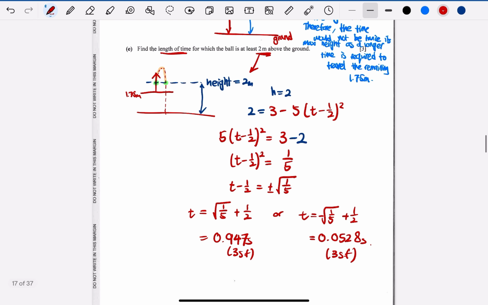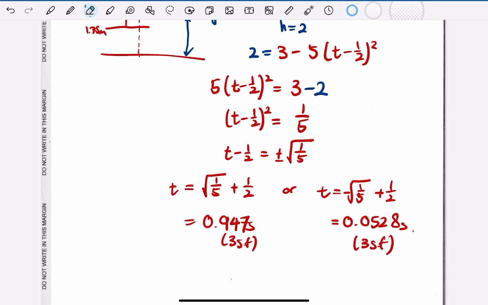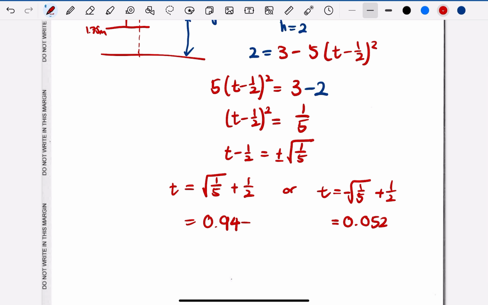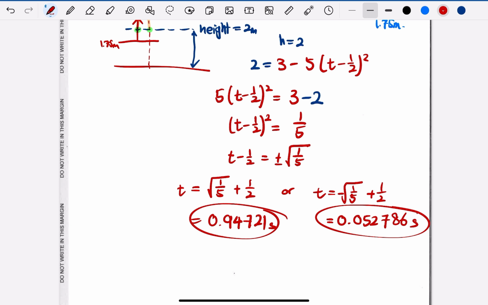Okay, sorry, that's not the final answer because they're asking for the length of time, meaning the actual duration. So actually it's better to leave it in more decimal places here and more decimal places here. So let me leave this to be 0.947 and so on, and this one from earlier 0.0527 and so on. So the entire duration would be taking this time subtracted by the earlier time.